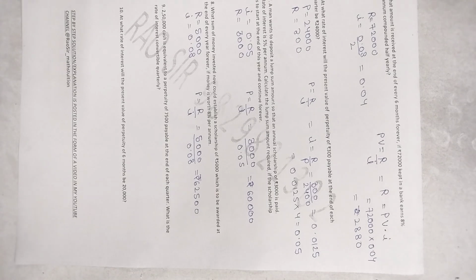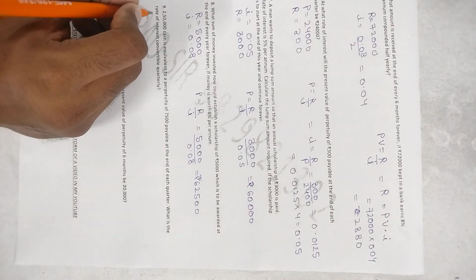Let us come to question number 9. 2,50,000 cash is equivalent to a perpetuity of 7,500 payable at the end of each quarter. What is the rate of interest convertible quarterly? This you have to find, I only you have to find out.